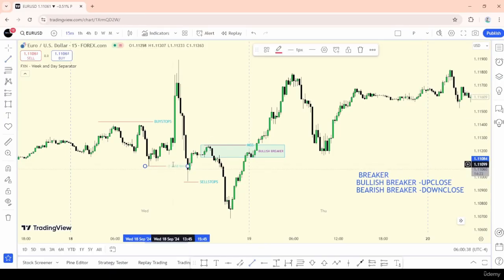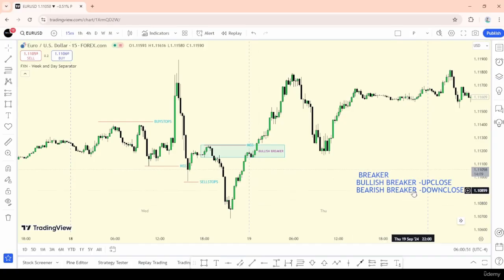So here we broke market structure, and it's shown that we have shifted from bullish, because the market was going higher, and immediately we shifted to confirm bearish. So this is a market structure shift. So what I'm saying about a bearish breaker now, bearish breaker, it's the down close candle before the down move.